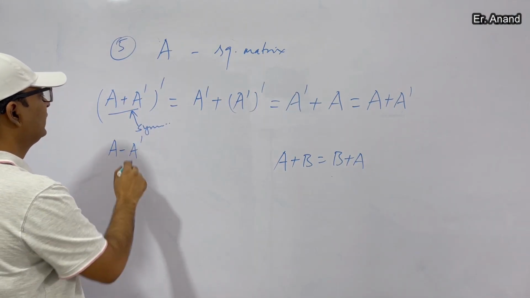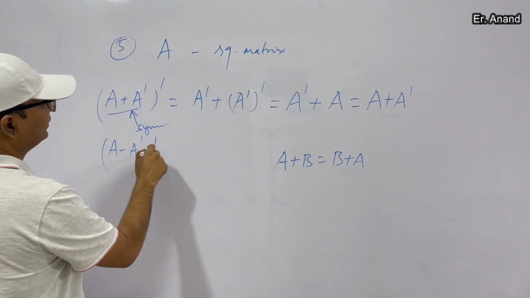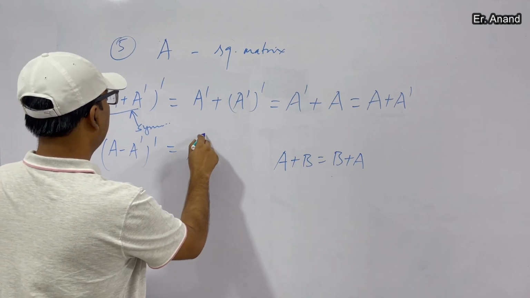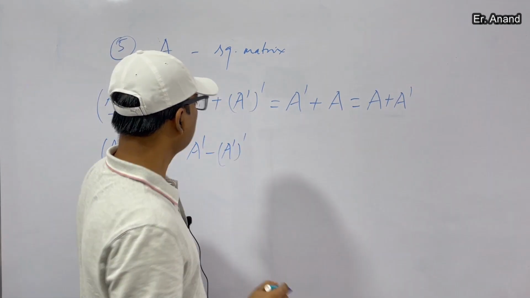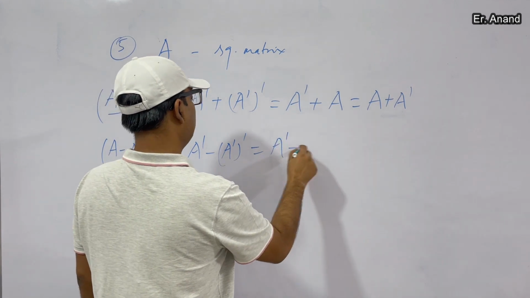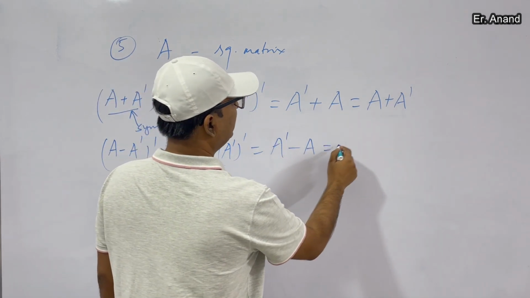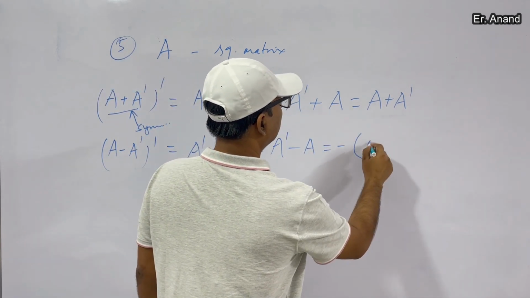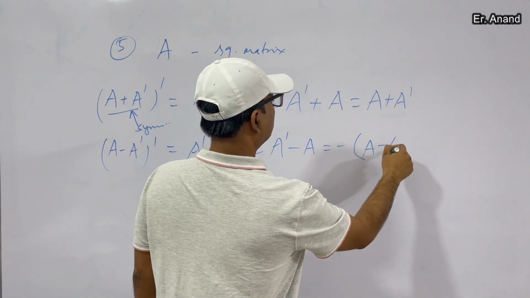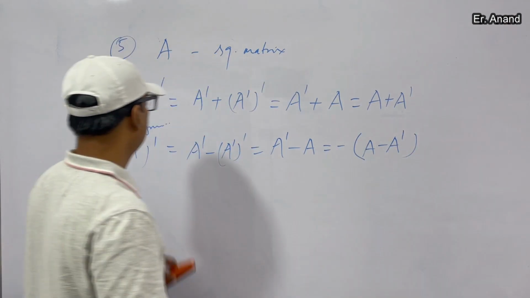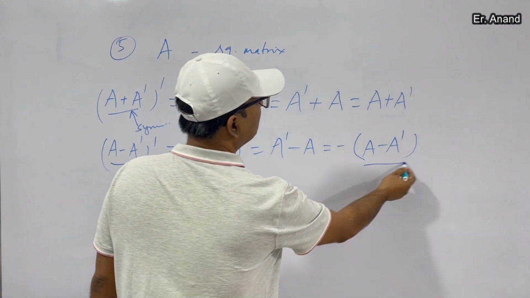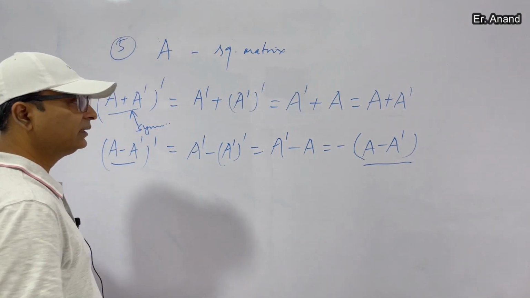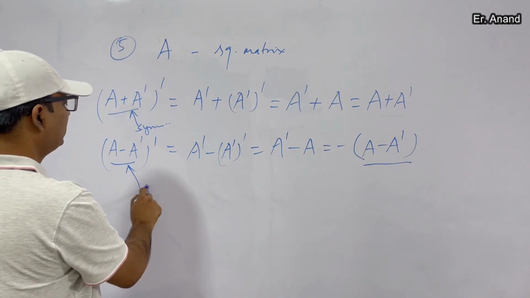Proved. A minus A dash. Let's see the transpose of this. This will be A dash minus A, or if you take a minus, what you can do? This will come to this side and this will come to this side. What is this? The transpose of A minus A dash is equal to minus of A minus A dash. Therefore, this is skew symmetric.